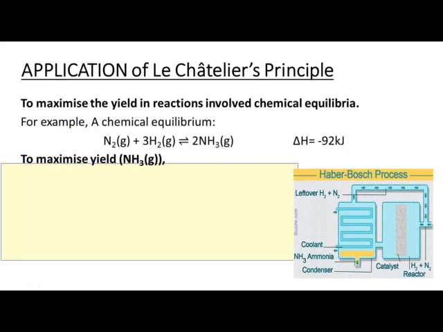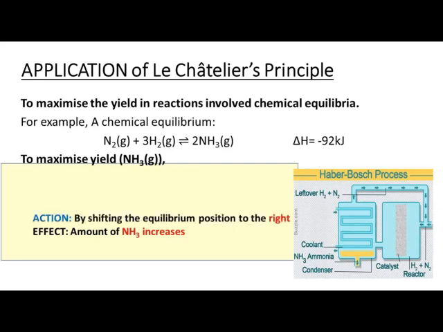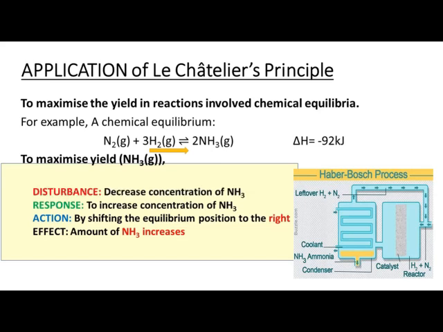The manufacturers can also increase the amount of ammonia in the new equilibrium by manipulating the concentration of the product ammonia. How does this work? To increase the amount of ammonia, the equilibrium position again must shift to the right. To shift the equilibrium position to the right, it means that the system responds to increase the concentration of ammonia. Hence, the initial equilibrium system must have been disturbed by decreasing the concentration of ammonia.